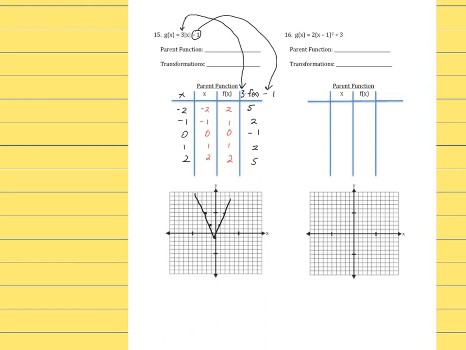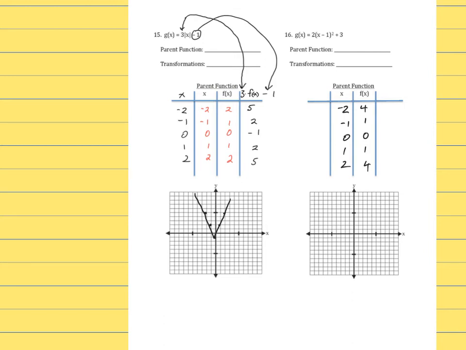Where should we start again? Is it the parent function? And the parent function is going to be what, Tristan? -2, -1, 0, 1, 2. Right. Then 4, 1, 0, 1, 4. Okay. So those are the quadratic numbers, right? For the basic function. Now, let's see who can recognize what we do with the x values, what's going to happen to the x values, and what's going to happen to the y values.